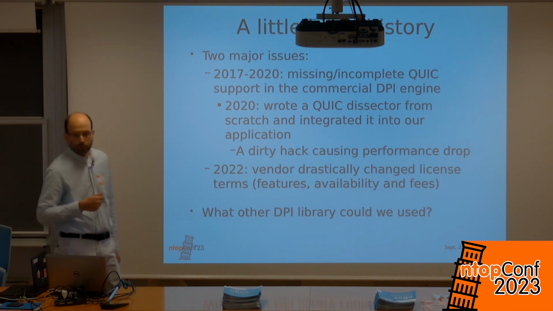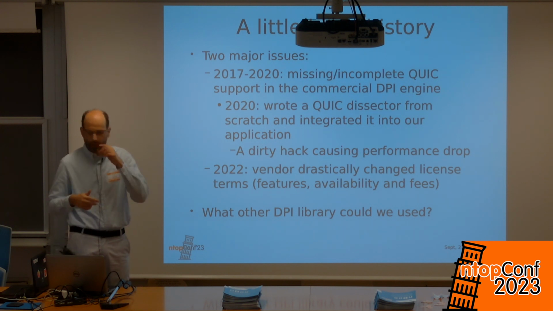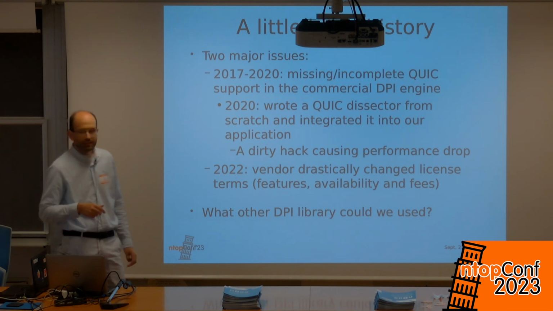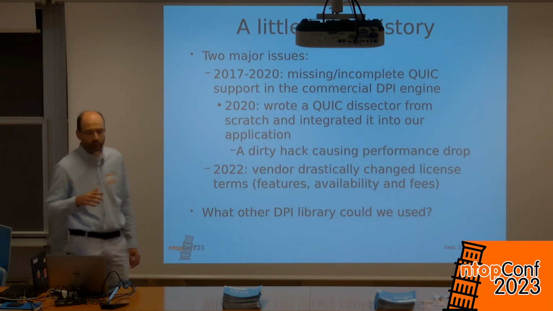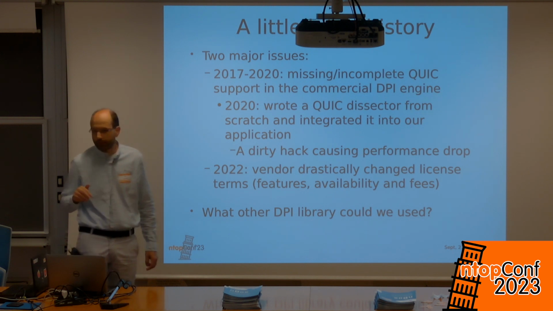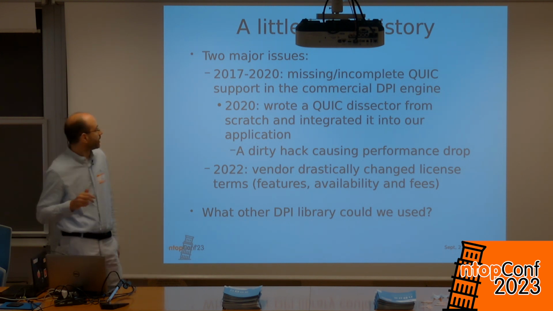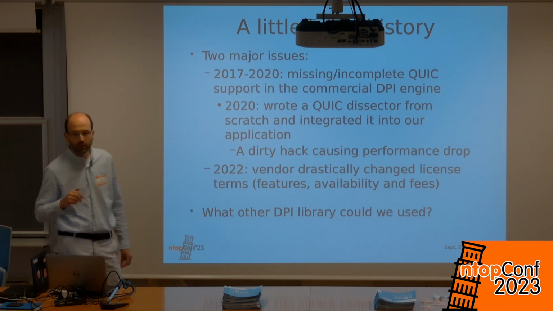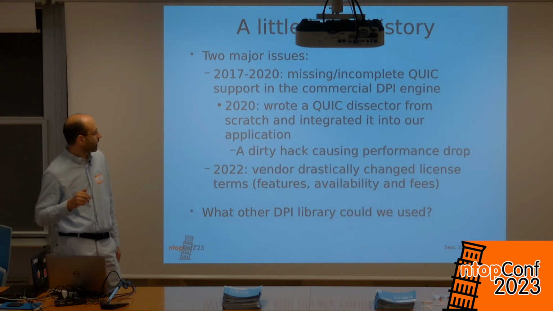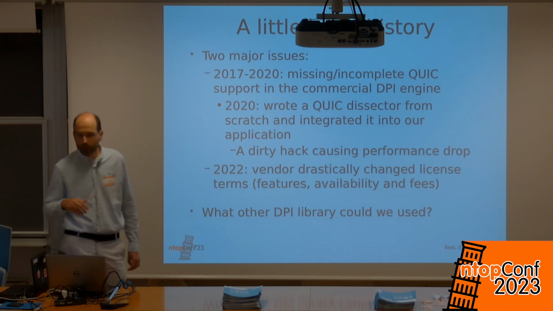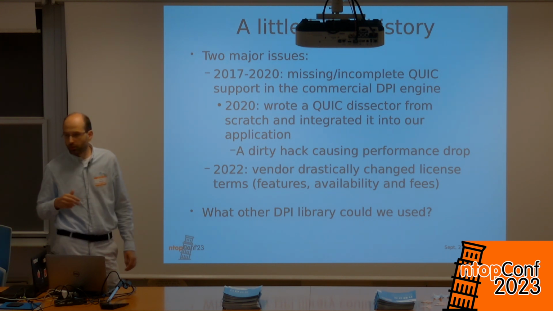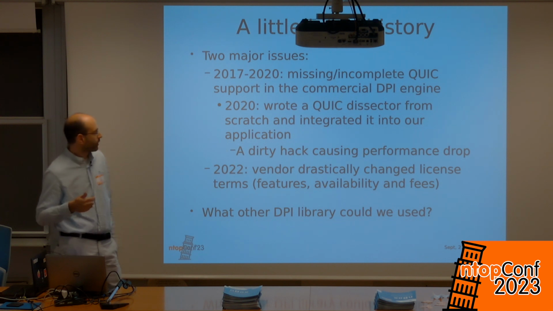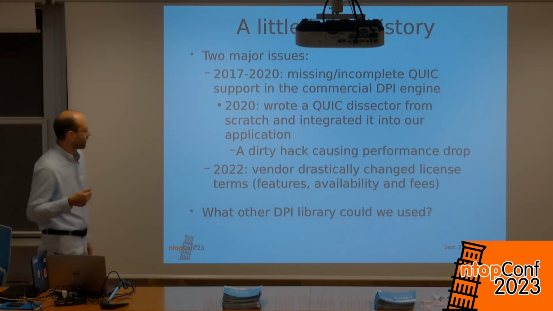The first issue was QUIC. QUIC is a new transport protocol, and I must be extra polite here, so I'm only saying that QUIC support in the commercial software has never been as good as we wanted, even if we complained a lot about that. In the beginning of 2020, we had enough, and we wrote a new QUIC dissector code completely from scratch to have full capabilities to classify and sub-classify QUIC traffic, and to be able to extract metadata.